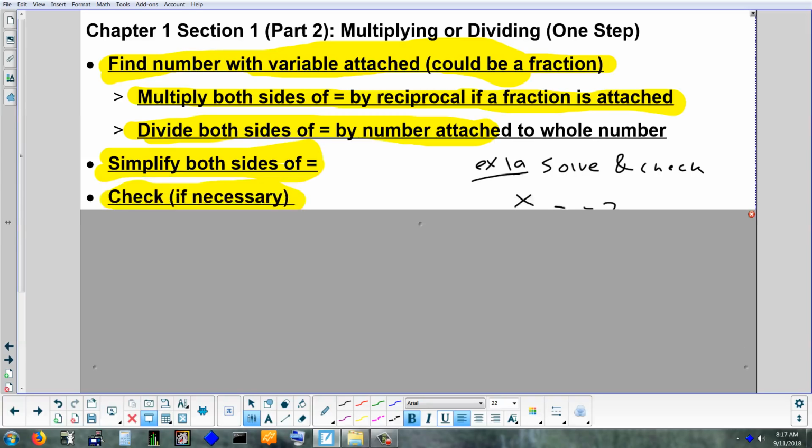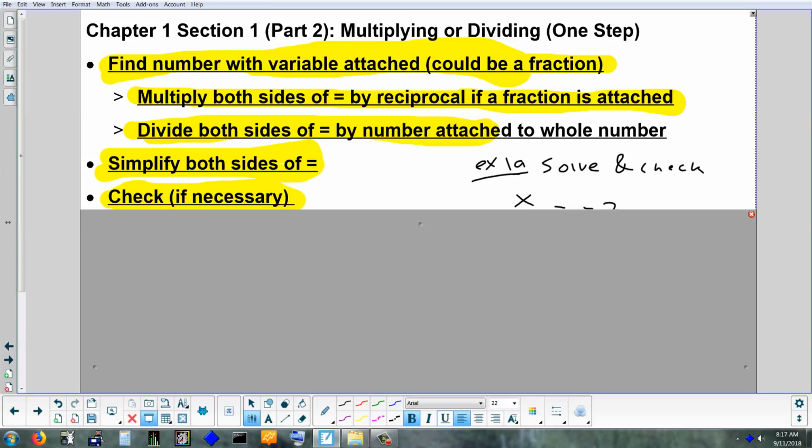And then last thing, only if we have to, we will check it. Again, on the test, we'll tell you, solve and check. If it's solve, don't do any more work than you need to. Just solve it. You don't have to check it. Alright? So there's our steps. People are okay with those?